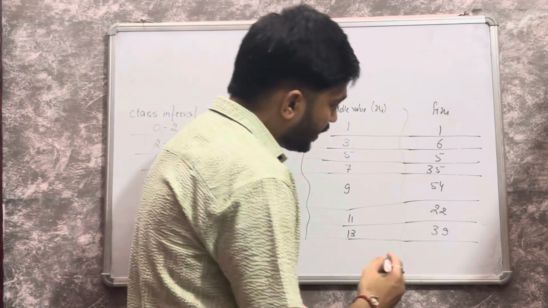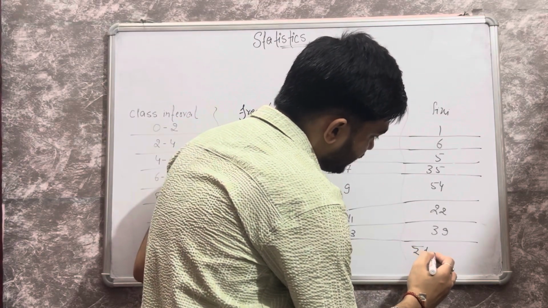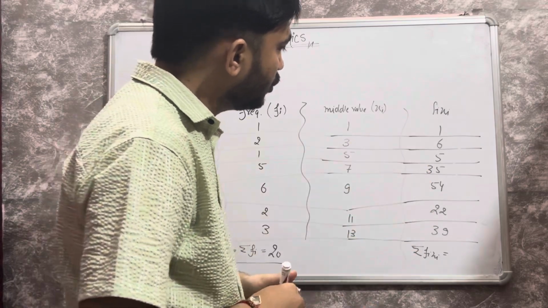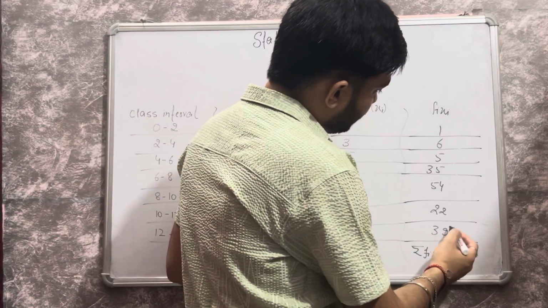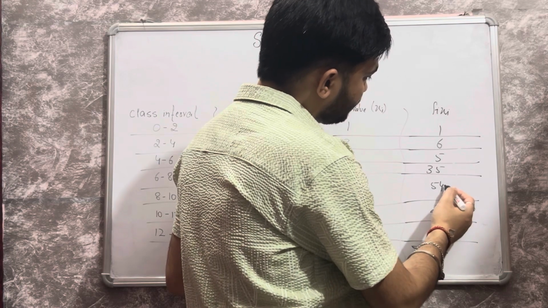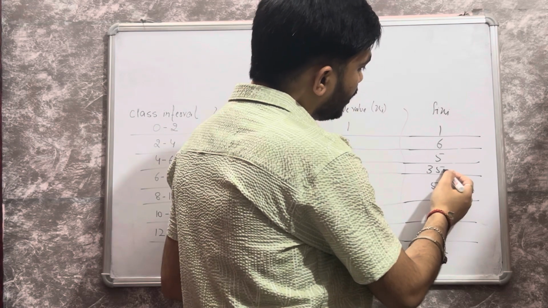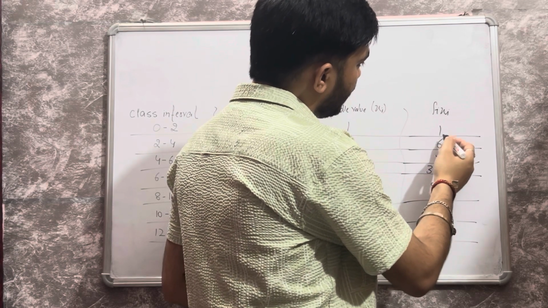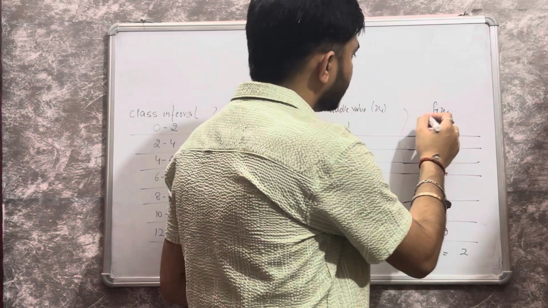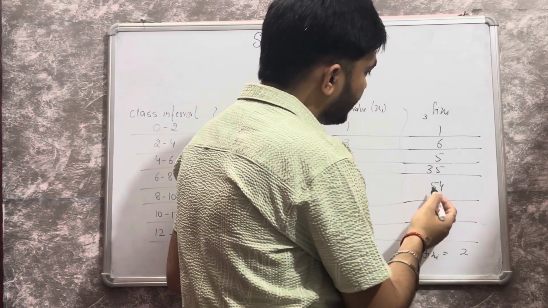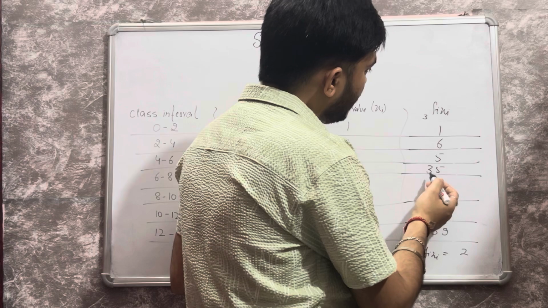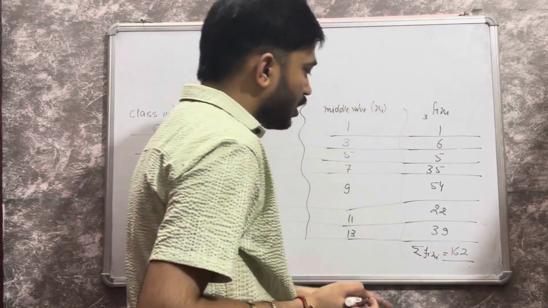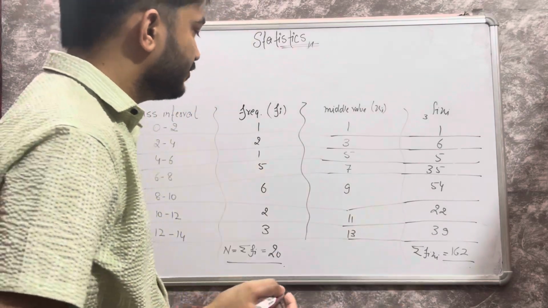And you also have to find the summation of fixi, which means you have to sum up all these values. So we get 1 plus 6 is 7, 7 plus 5 is 12, 12 plus 35 is 47, 47 plus 54 is 101, 101 plus 22 is 123, and 123 plus 39 is 162. So our summation of fixi is 162.